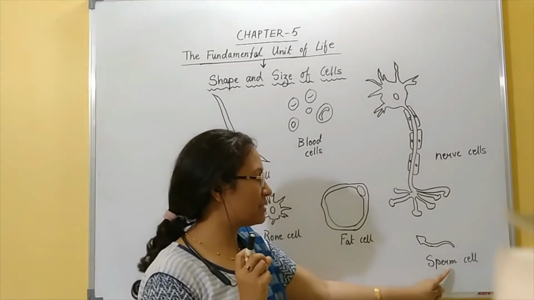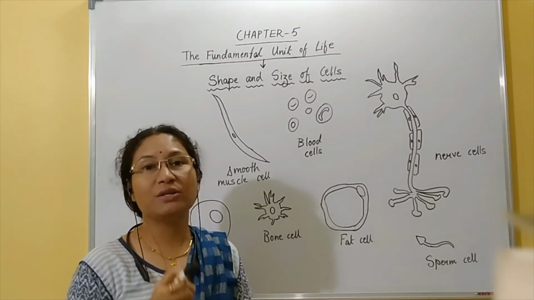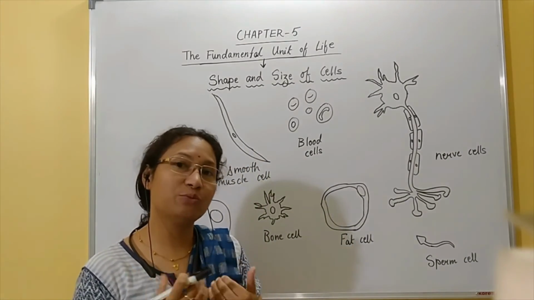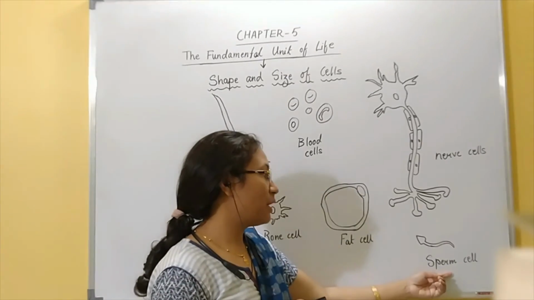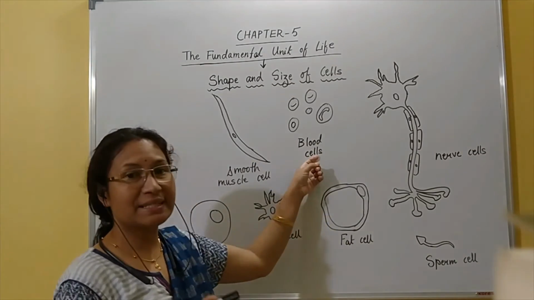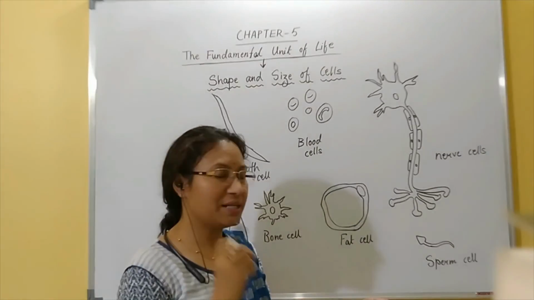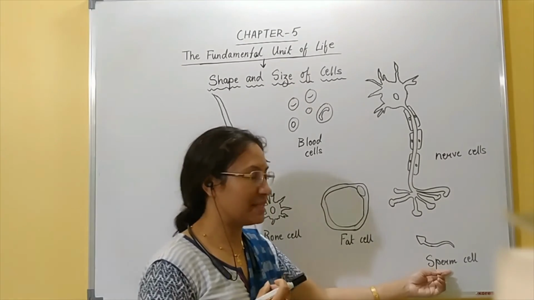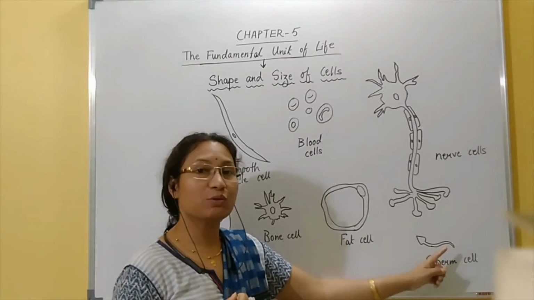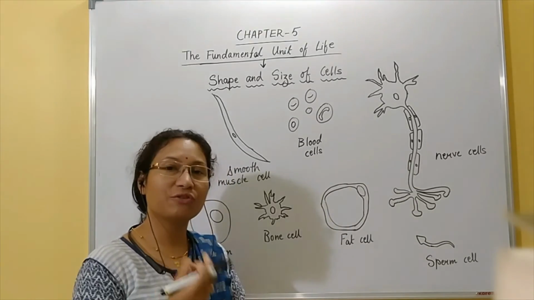It is the smallest cell. Also in the hind brain of the human brain, it has got the tiniest cell. Also in the blood cells, the RBCs, they are also very tiny. So the smallest one can be counted as the sperm cells. Also they will have a tail because they have to swim to the ovum for fertilization.